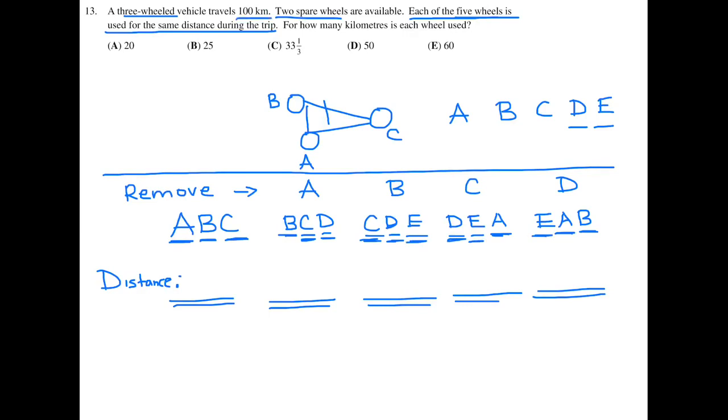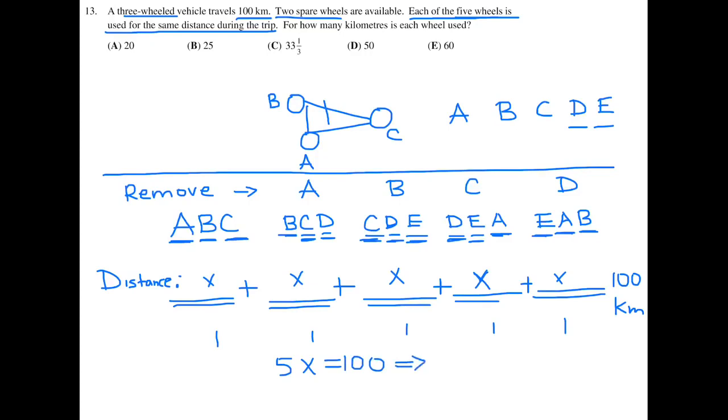And they've told us that the total distance is 100 kilometers. So therefore, these must be equal, and when you add them all up, they equal 100. So if each of these distances is represented by x, we know that 5x is equal to 100, and therefore x is equal to 20.